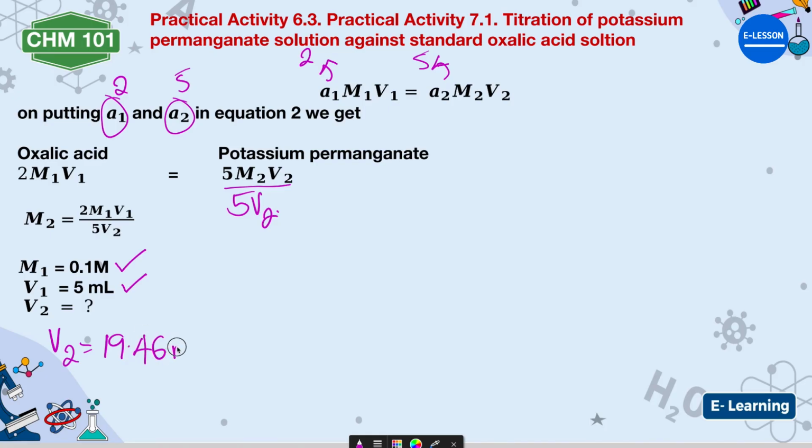Now, this value is subject to your own readings. Whatever readings you get is your value. So don't go and copy 19.46 there. You will fail very well. Use your own values. Even if you get 9, if it's not 19, if it's 15 or anything you got there, just write it there. Is that okay? So that's our V2, 19.46 ml.